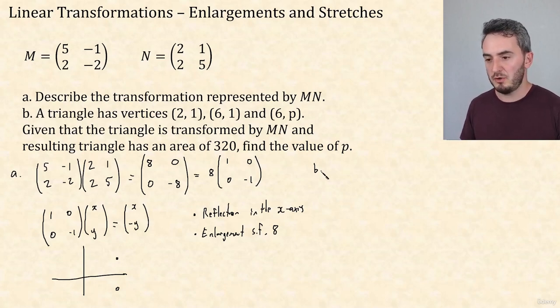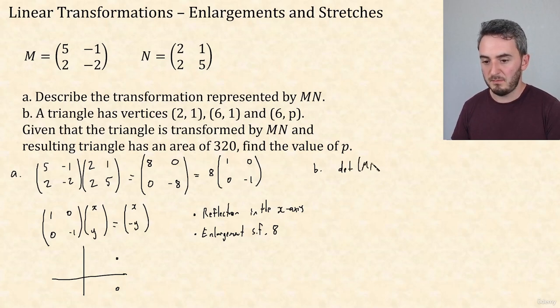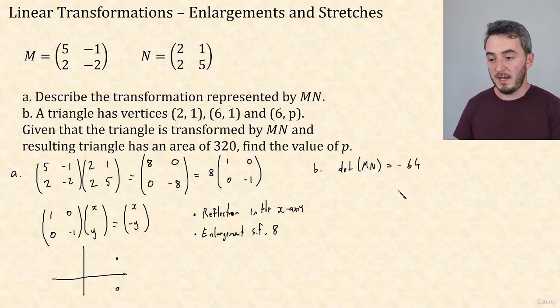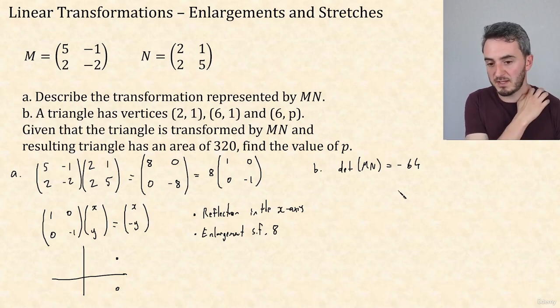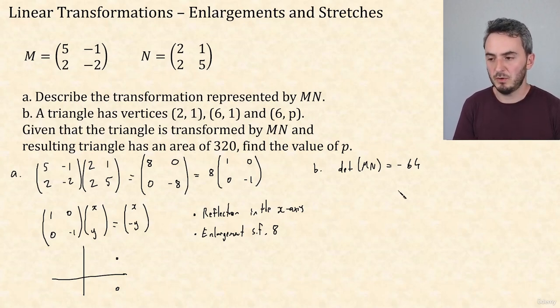So I'll want to know what the determinant is so I know what the area scale factor is. So the determinant of MN is, well, it's minus 64. So that tells me that the area scale factor of the transformation is 64, but there's been a reflection as well. But the areas have been multiplied by 64.